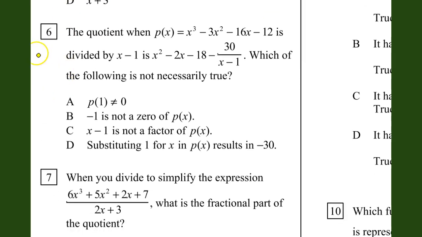All right, so let's look at number 6, the quotient when p of x equals x to the third minus 3x squared minus 16x minus 12 is divided by x minus 1. We get this quotient, okay, did the long division for us. Which of the following are not, okay, it's always good to notice, not necessarily true. So because we divided it and we got this leftover remainder, we got a remainder of 30 if we did this synthetically, right?